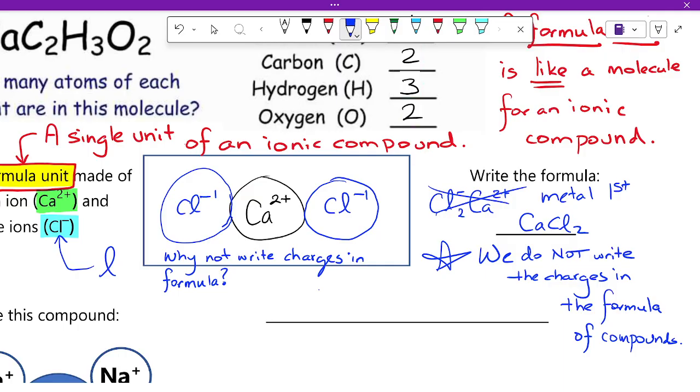Yeah, Hanan. Yep. There's 2 negatives and a positive, and what do those do to one another? They all cancel each other out. The charges all cancel out.